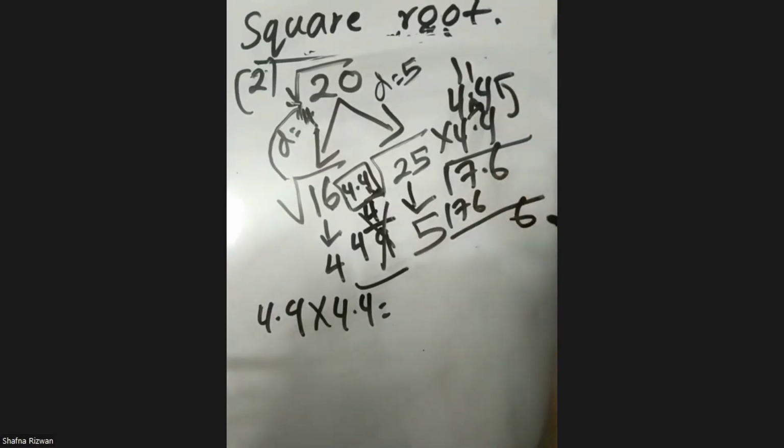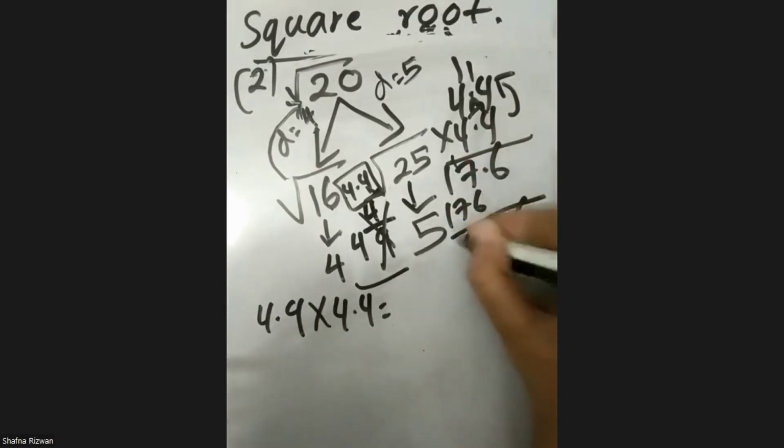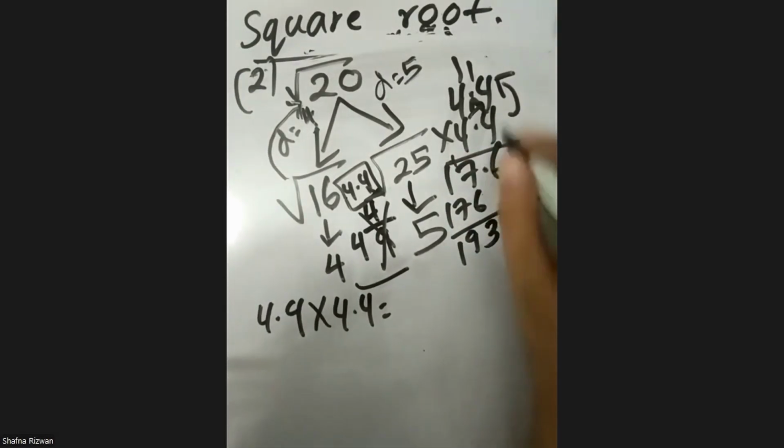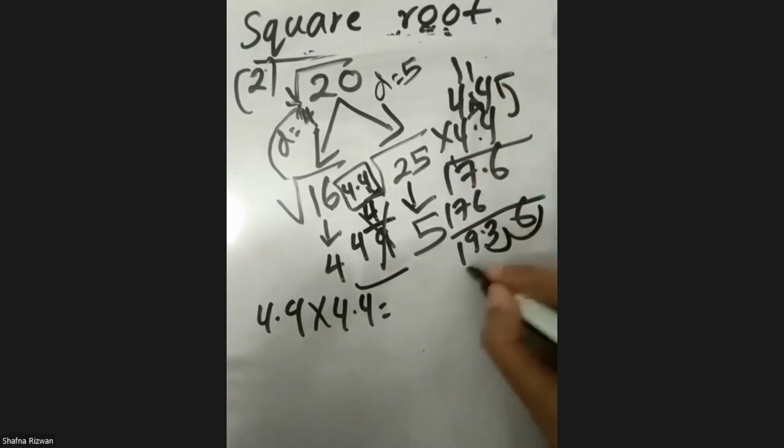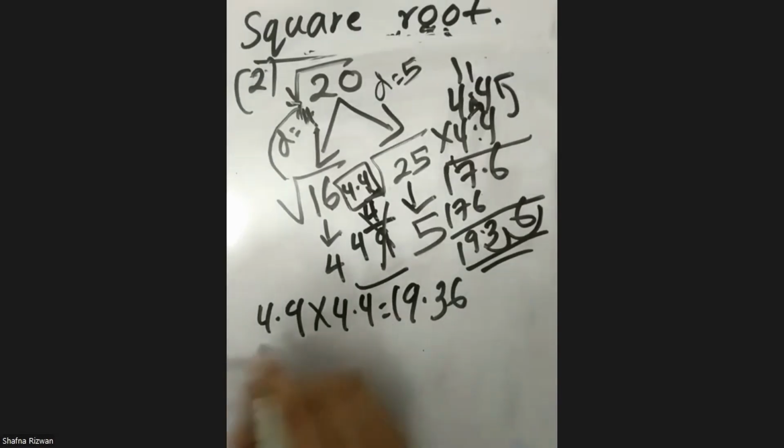6. 7 plus 6 is 13. 7 plus 1 is 8. 8 plus 1 is 9. And 1 here. So here there are 2 decimal places. Take it to this side: 19.36. Now shall we go to the other one?